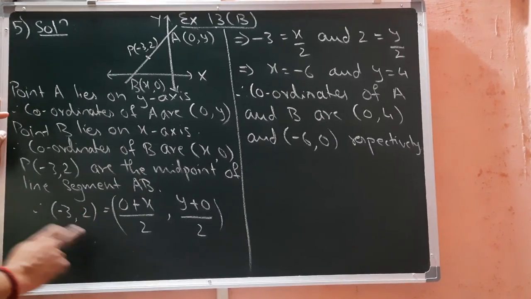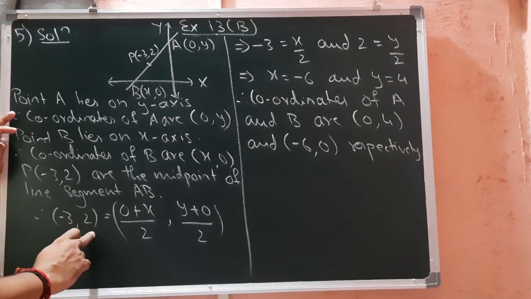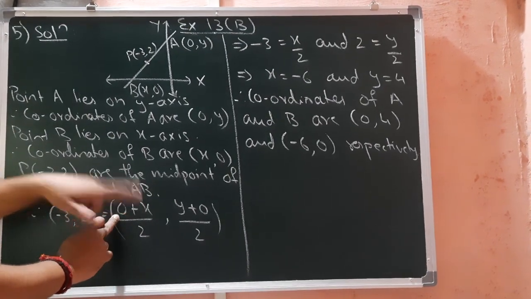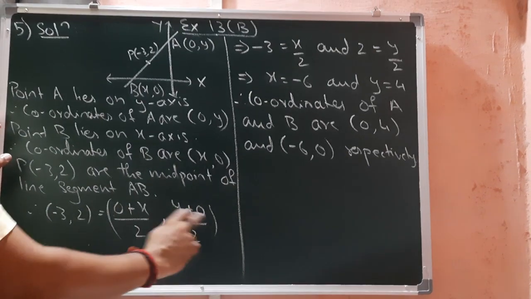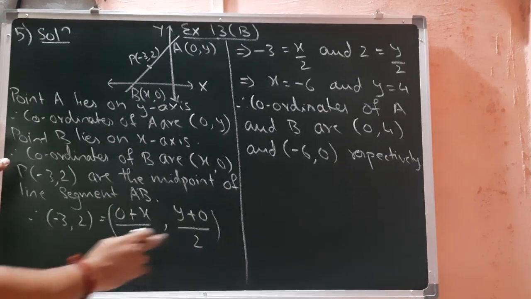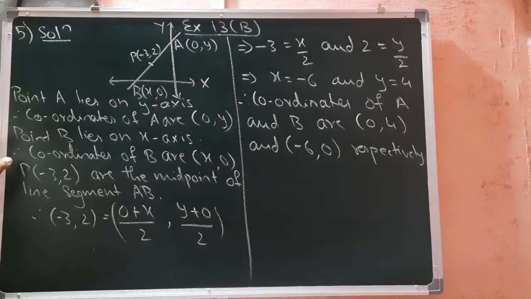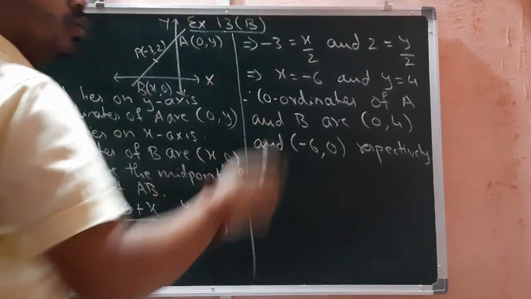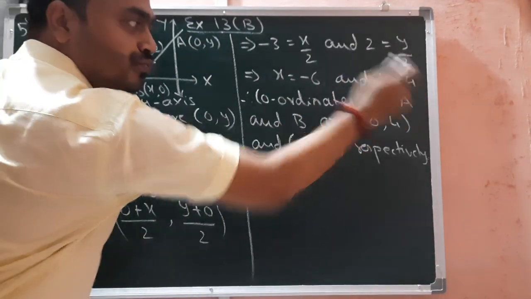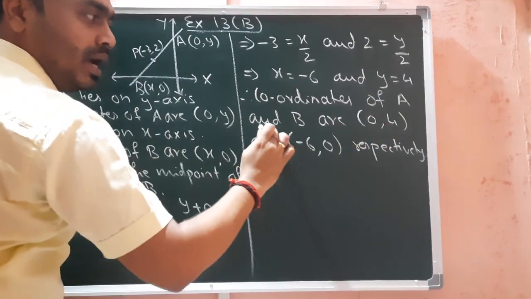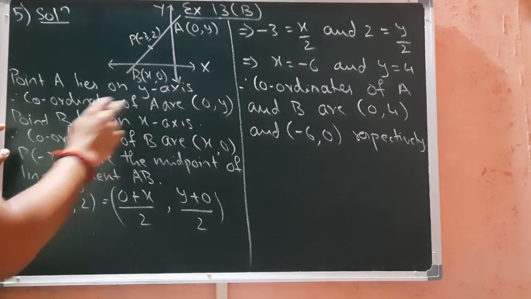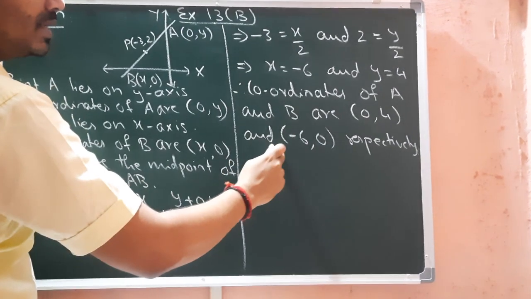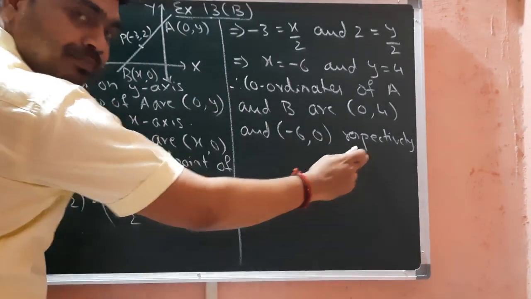Then point P, that is (minus 3, 2), is the midpoint of line segment AB. Therefore, by the midpoint formula, (minus 3, 2) equals (x1 plus x2 upon 2, ...). Here x1 is 0 and x2 is x; y1 is y and y2 is 0, upon 2. We have done the substitution in the midpoint formula. Then by comparing, minus 3 equals x by 2 and 2 equals y by 2. So x is equal to minus 6 and y is equal to 4. Therefore the coordinate of A, which we took on the y-axis, is (0, 4), and the coordinate of B, on the x-axis, is (minus 6, 0) respectively.